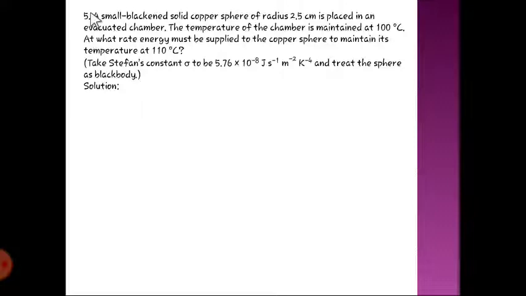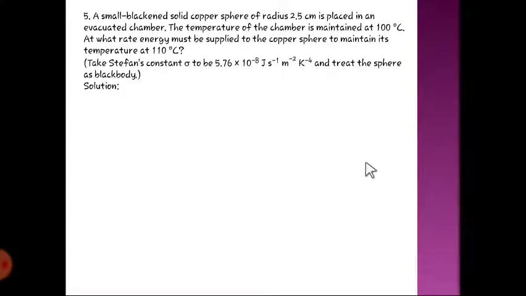We have to increase the temperature by 10 degrees Celsius, but the temperature of the chamber is maintained at 100. So we have to give some energy to the copper sphere, so that it will emit energy inside that chamber, and after that it will heat up. When it heats up, the temperature will increase by 10 more degrees, that will be 110 degrees Celsius. So what amount of energy we are going to give, that we are going to find out.